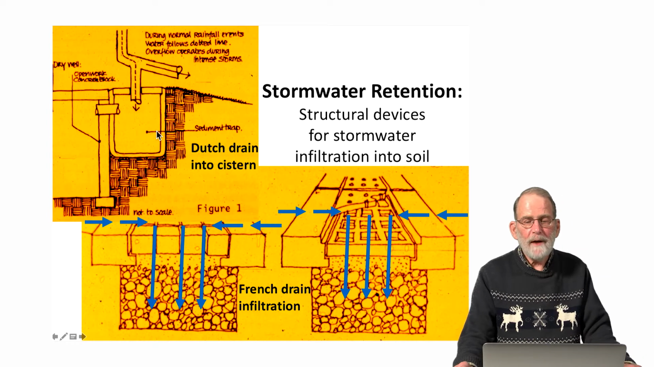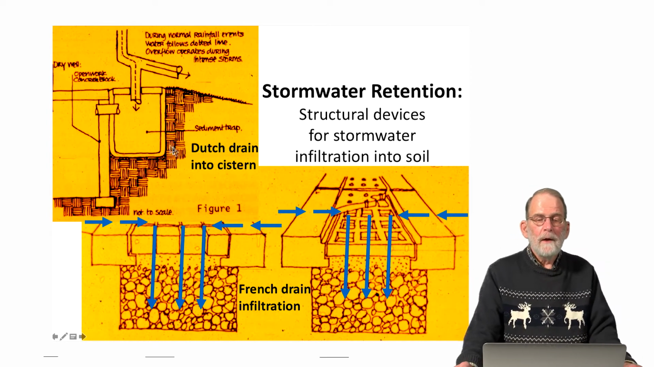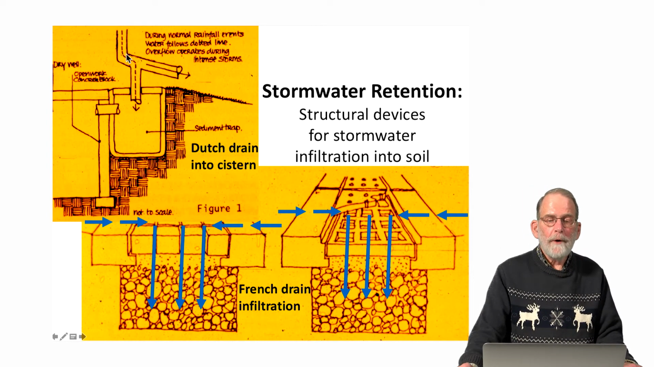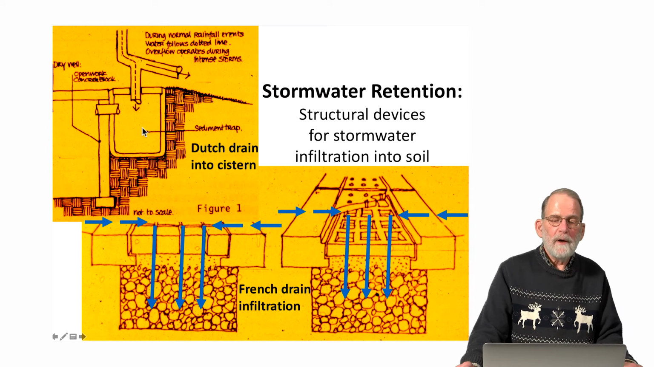In the upper left, we have what's called a Dutch drain, which takes downspout water and dumps it into a sediment trap, where sediment from the roof off of which the water is flowing is captured. Periodically, the manager of the landscape comes in and removes the sediment to maintain storage capacity in the sediment trap.